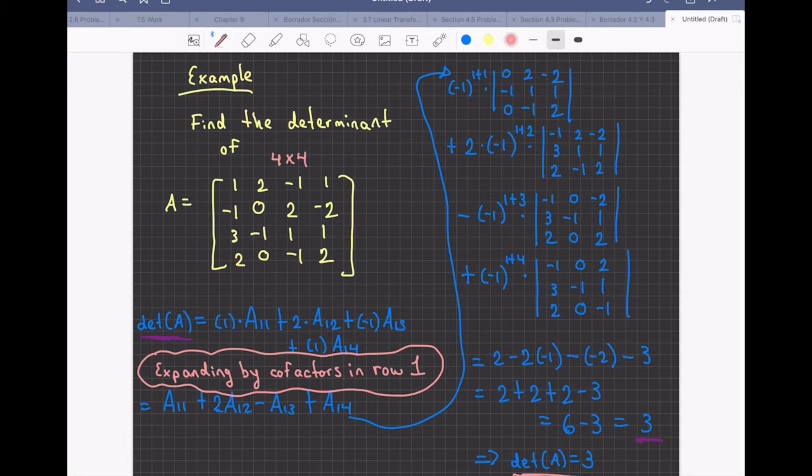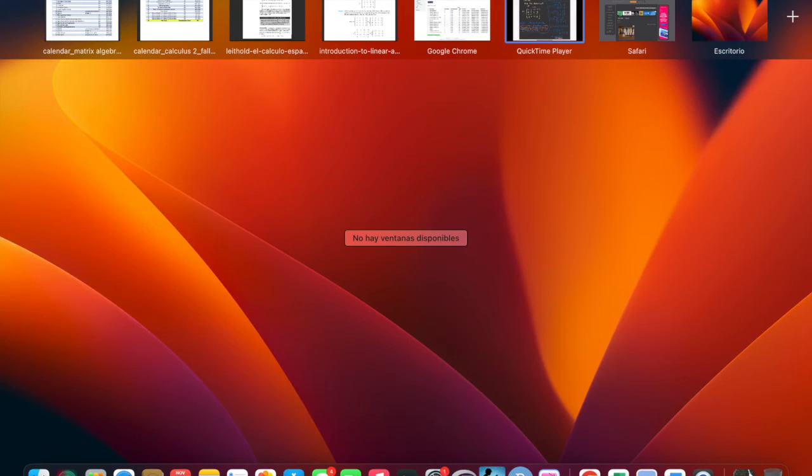If I had to do this by hand, I would have to compute the determinant, the determinant, the determinant, the determinant. See that? And actually, we can verify our solution. I'm going to introduce now the whole matrix, and we are supposed to obtain 3 to verify this result. So let's do it.